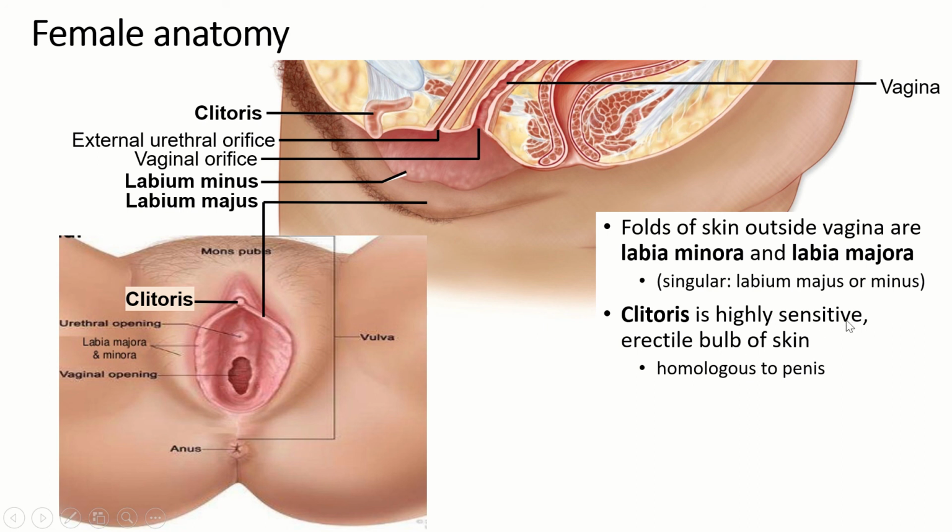The clitoris is very, very sensitive, and it is an erectile body. It is homologous to the penis, meaning that it forms from the same embryonic tissue, which means that it is also an erectile body and becomes erect during sexual excitement. So please, please remember that. If you want to please a woman, know about the clitoris.